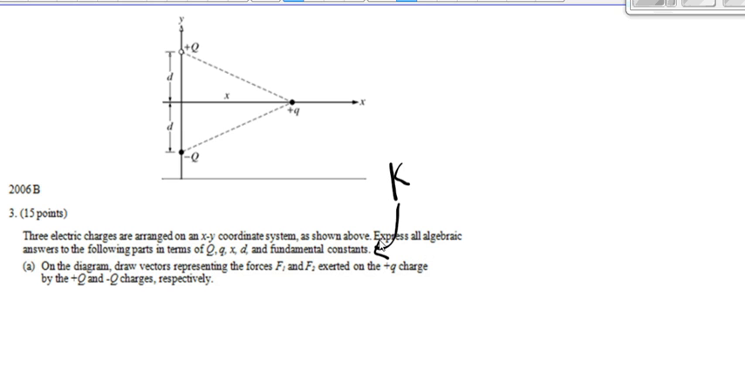So it says on the diagram, draw vectors representing the forces F1 and F2 exerted on the little charge by the big Q charges. So we'll start with this one. This is a positive charge, and this is a positive charge, which means the force should be away because positives repel. And looking down at this, this is a negative charge right here. Well, that means a positive charge will be attracted. So for the first part, they should be equal size because the two Q's are the equal size and equal distance, and they should be attracting for opposite charges and repelling for like charges.